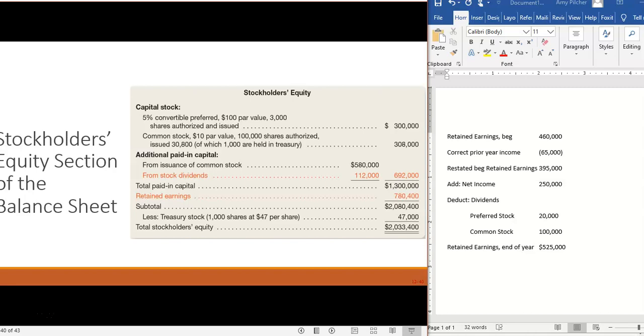And then another item on here is that we have treasury stock. Now, if you'll remember, I said that treasury stock is stock that used to be outstanding that the company bought back from the marketplace. That is called treasury stock. We don't just reduce the number of shares that we have outstanding. We record that in a separate area called treasury stock when we purchase our stock back from the marketplace.